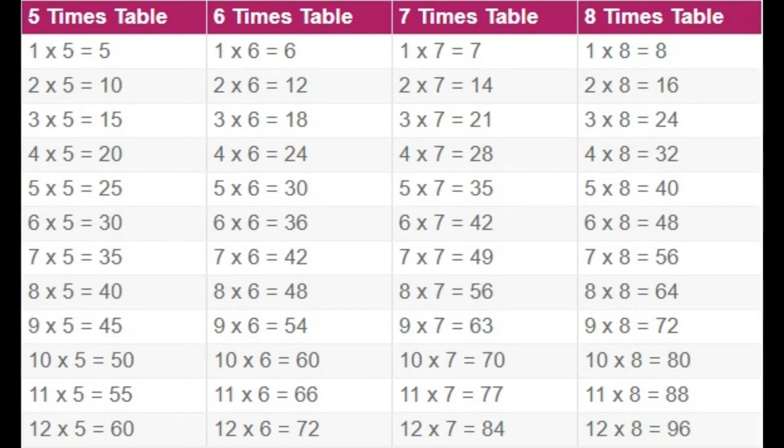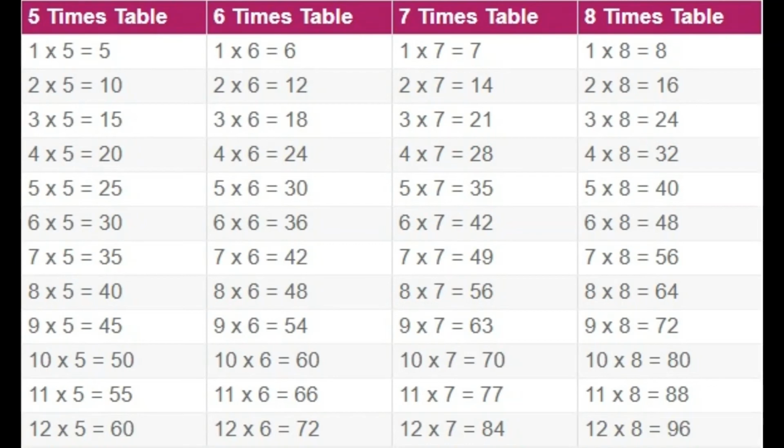1 times 8 is 8. 2 times 8 is 16. 3 times 8 is 24. 4 times 8 is 32. 5 times 8 is 40. 6 times 8 is 48. 7 times 8 is 56. 8 times 8 is 64. 9 times 8 is 72. 10 times 8 is 80. 11 times 8 is 88. 12 times 8 is 96.